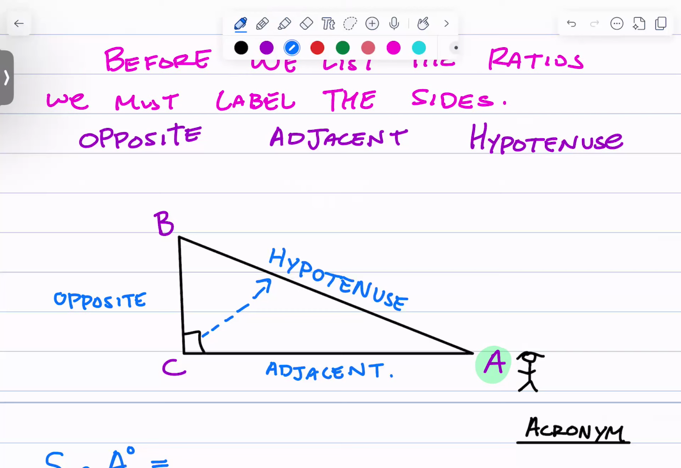So to sum this part up, opposite the 90-degree angle is your hypotenuse. Figure out what angle you're looking at it from. Opposite that angle is your opposite side. And then the side next to that angle is your adjacent side. You'll always be next to the hypotenuse and the adjacent side. If it's not the hypotenuse, it's the adjacent.